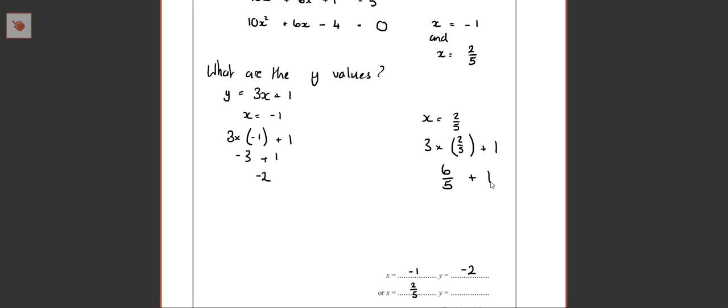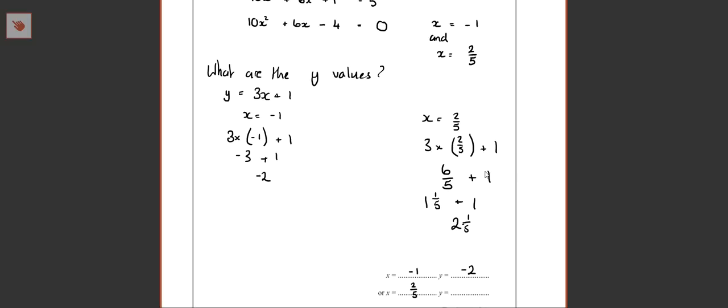Okay. When you add fractions, there is one way to think of this. 6 over 5, could you write that as a mixed number? Yes, you can. It would be 1 and 1/5. Plus 1 would make 2 and 1/5. So that is one possible answer if you wanted to do it like that.